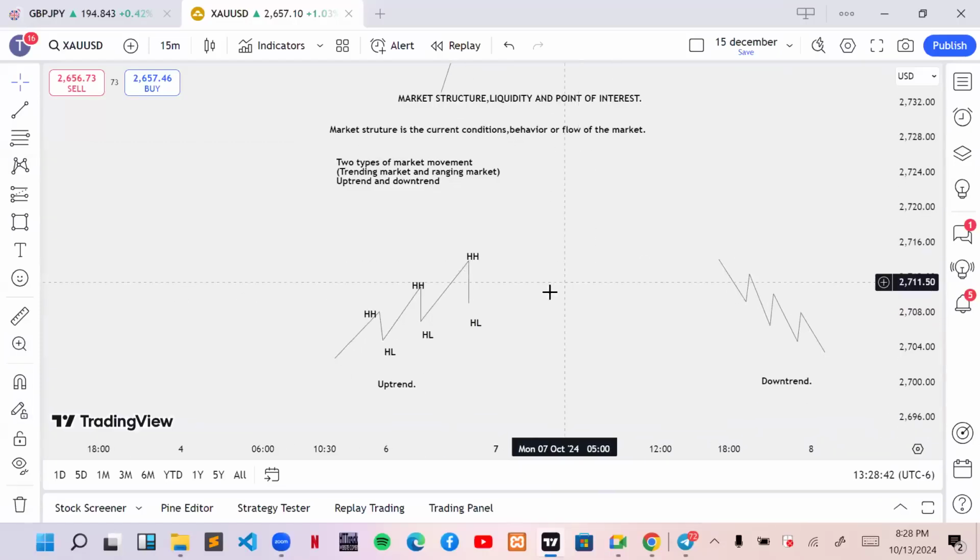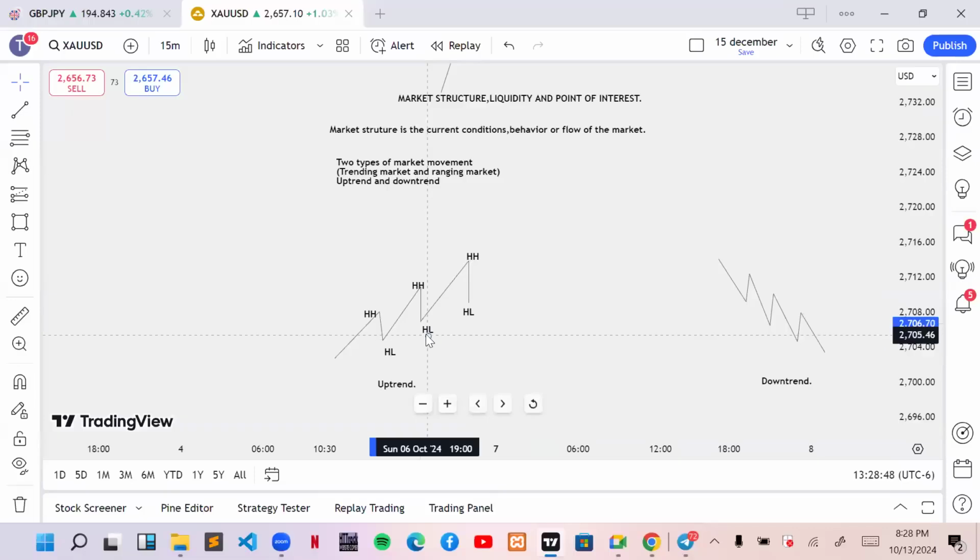So what do I mean by a structure shift? A structure shift is when the market deviates from the current characteristics of its trend and changes to the opposite direction. This is what I mean. You know, the characteristics of an uptrend is higher highs and higher lows. So as you can see, higher highs and higher lows, higher highs and higher lows. The market now does something like this.